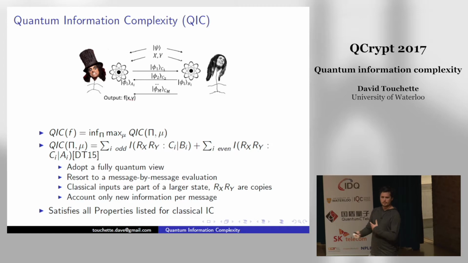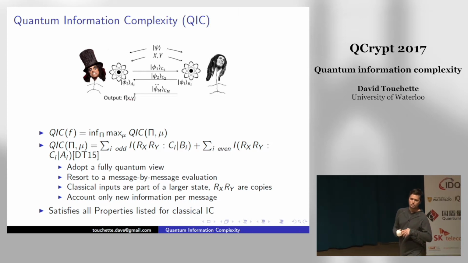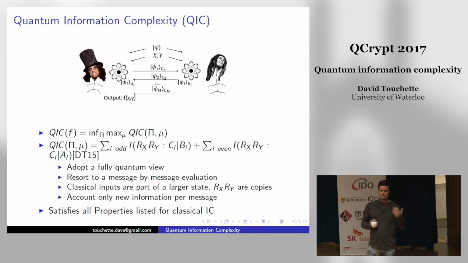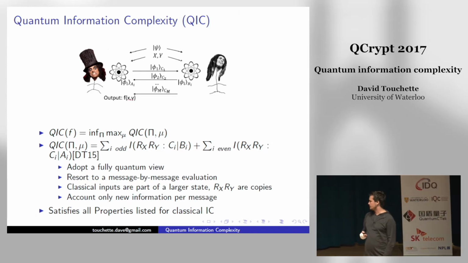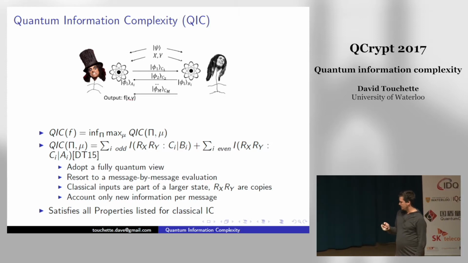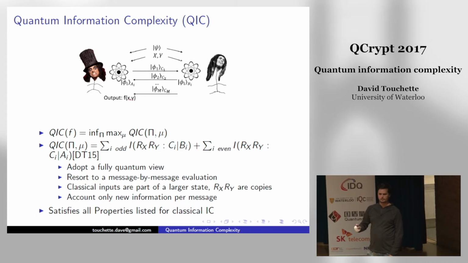So taking this fully quantum view, you can think of it as having a similar insight to those security proofs in quantum key distribution, where you have a prepare-and-measure protocol, but then for security purposes you go to the entanglement-based view of the same protocol. Turns out that this definition satisfies all the properties that we listed for classical information costs for quantum protocols.